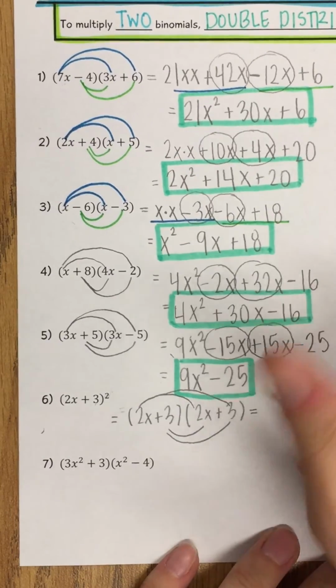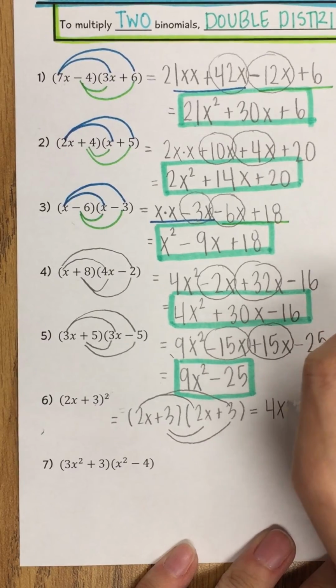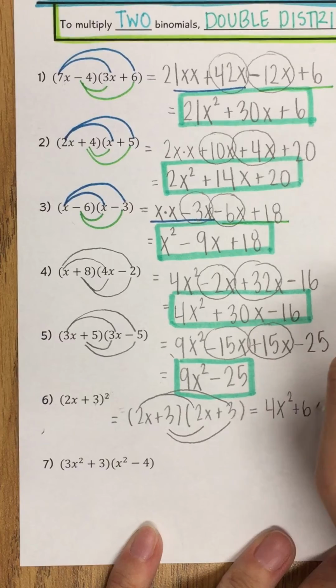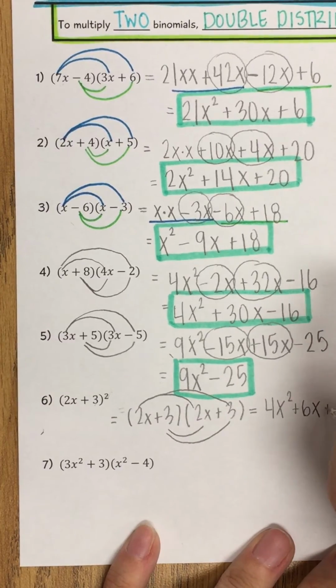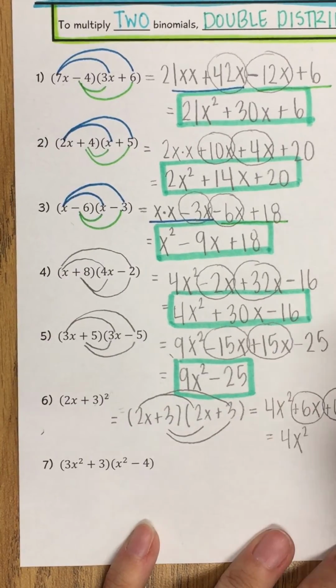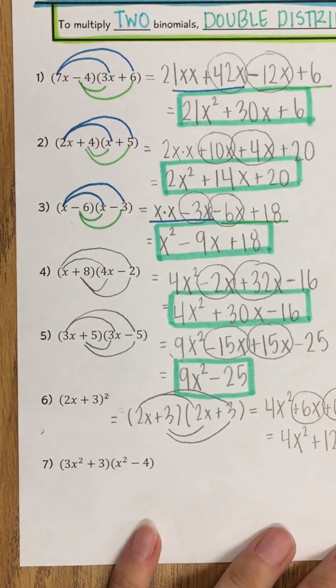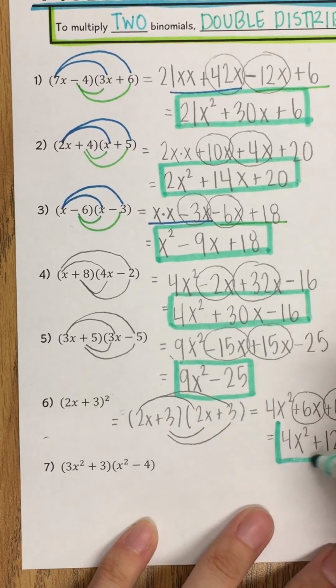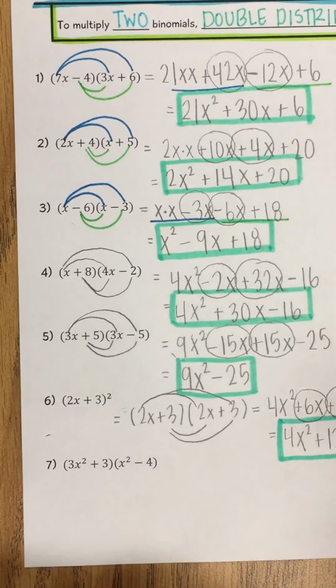Okay, so for my first term, I get 4x squared. My second term is going to be 6x. My third term is 6x. And my last term is a plus 9. These two 6x's in the middle combine, so they go to 4x squared plus 12x plus 9. So your final answer on this guy is 4x squared plus 12x plus 9.